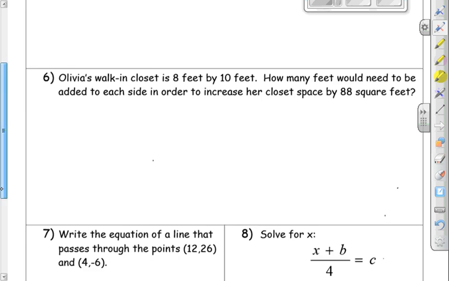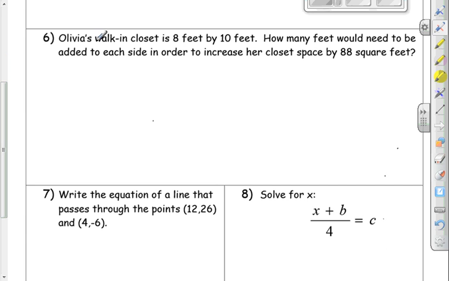Let's jump ahead a little bit. Let's also look at number 6 in your homework. Here we're told Olivia's walk-in closet is 8 feet by 10 feet. How many feet would need to be added to each side in order to increase her closet space by 88 square feet? So we might want to start by drawing a picture.